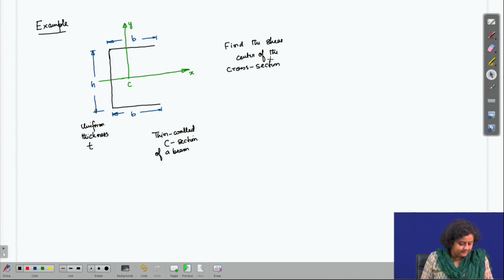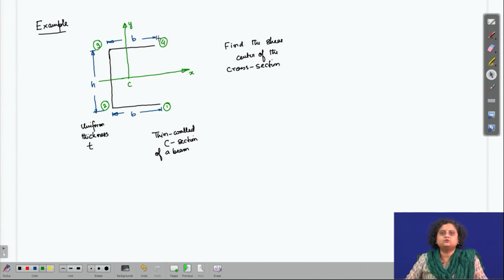So, let us find out the shear center. Let me name these corners as 1, this as 2, this as 3 and this as 4. The problem is that we need to find out the shear center of the cross section. Now, let us try to understand that this cross section is symmetric about the x axis. Therefore, the shear center has to lie on x axis.